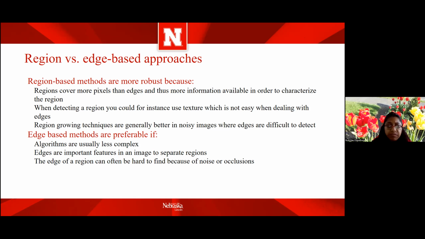Edge-based methods are preferable if algorithms are usually less complex and the objects have well-defined edges. Then only edge-based methods work. And the edge of a region can often be hard to find because of noise or occlusions. That is why, as I just mentioned, if the object has clear predefined edges, then only edge-based algorithms will work. Otherwise, region-based methods are preferred. A combination of results may often be a good idea for good segmentation results.